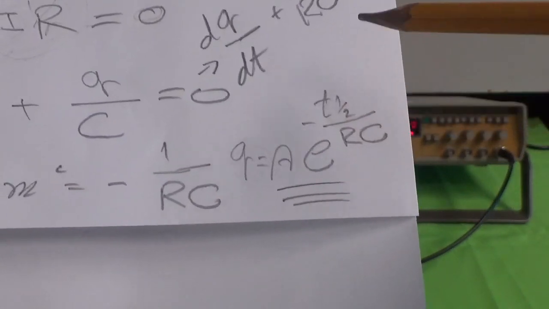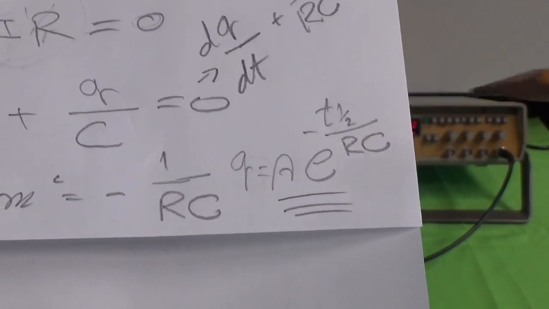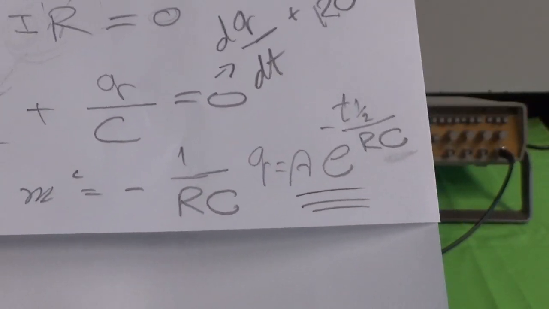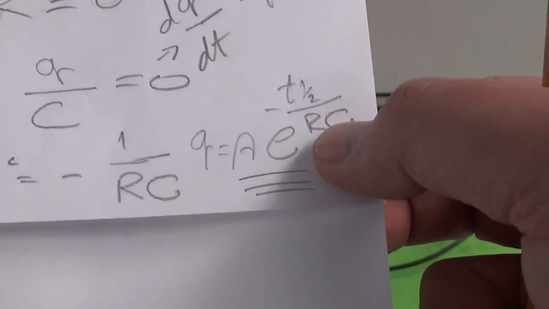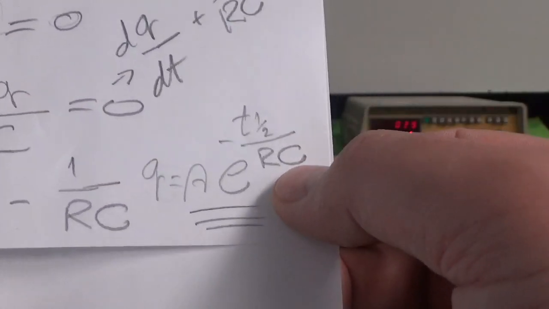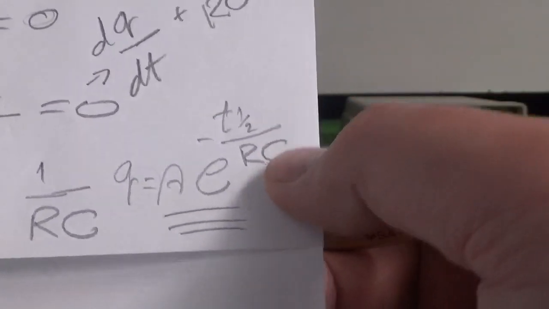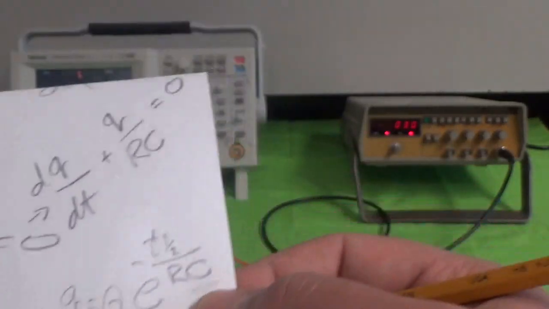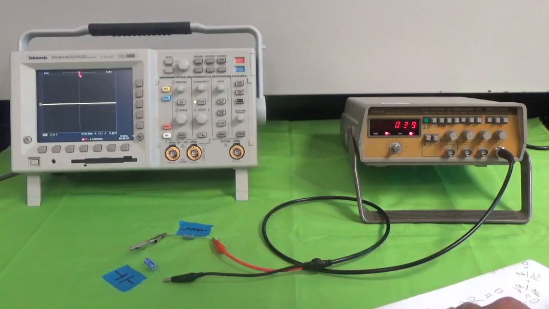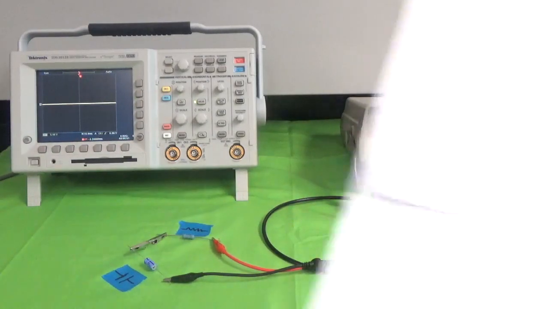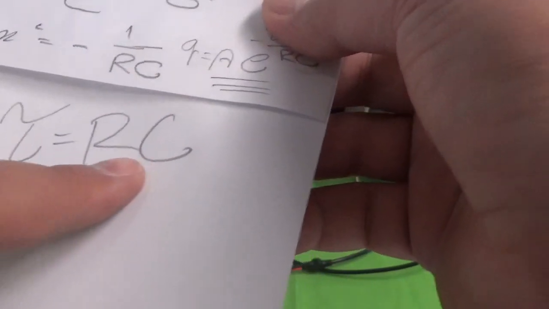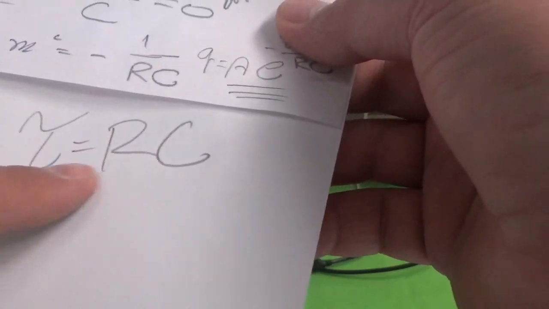I will show you how to get t half. RC here is the goal of this lab. In part number 1 of today's lab, we need to get RC experimentally. RC is equal to the time constant, and the time constant is called tau. So tau is equal to RC. This is what we are looking for.